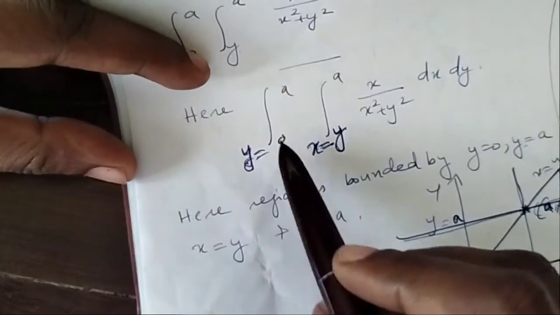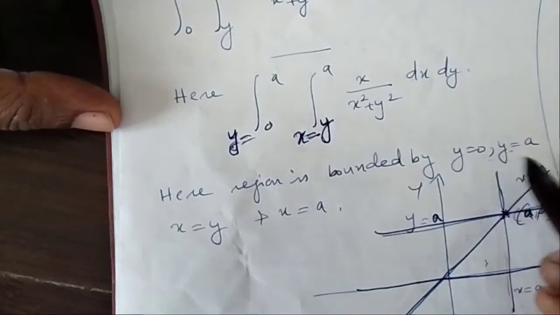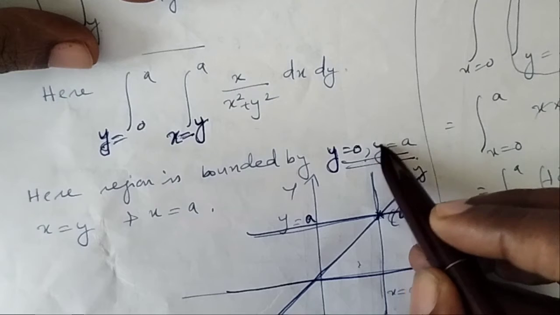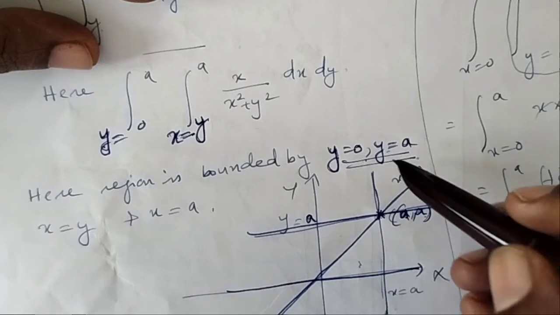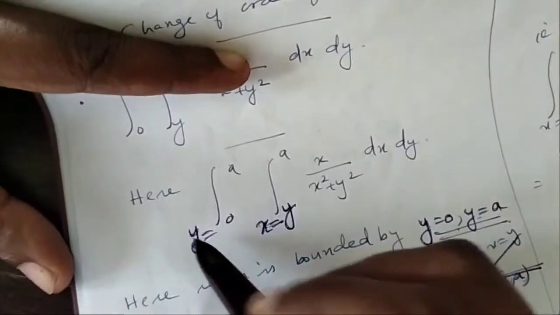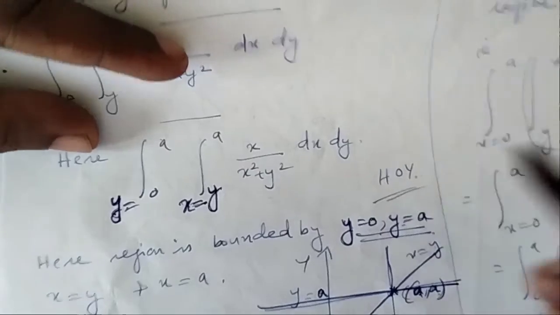So which triangle is the region? For that, just identify the limits. In the given integral, the outermost integral is y is equal to 0 to y is equal to a. That means which strips are taken here? Horizontal or vertical? When the outermost integral is y, which will it be? It will be horizontal, right? So horizontal strips are taken in the given integral.